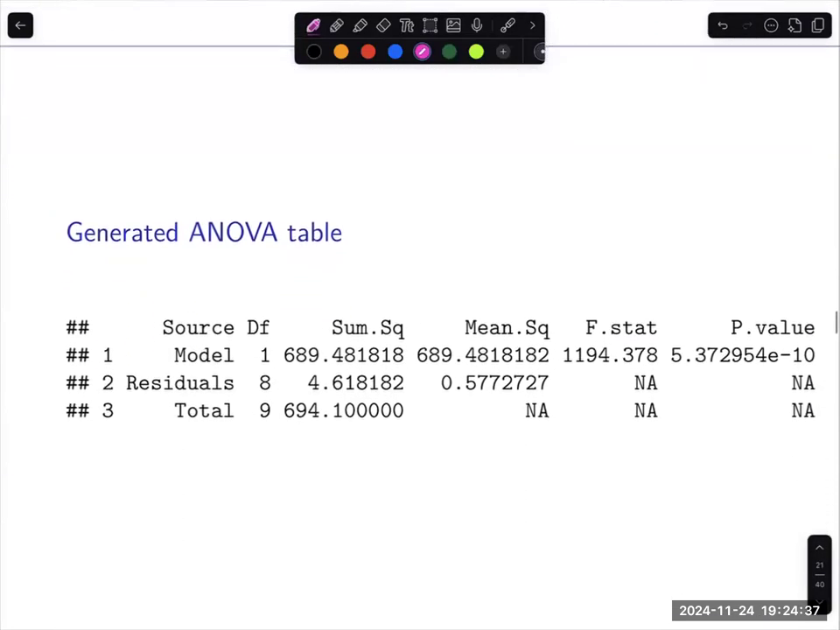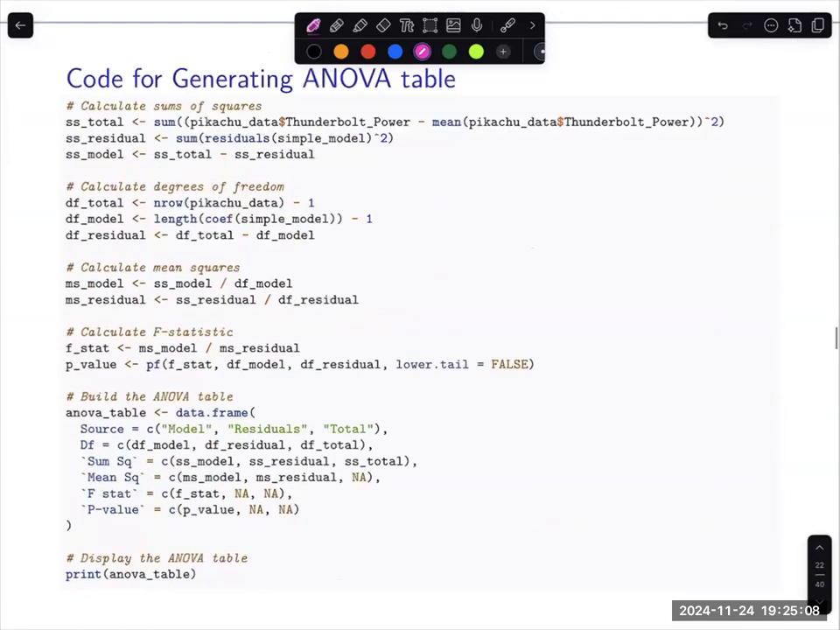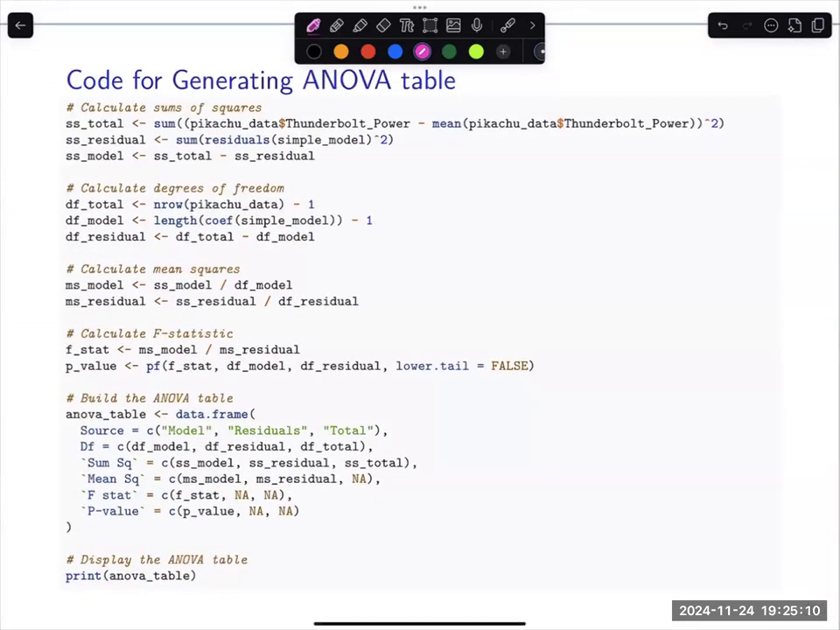Again, this is the general ANOVA table from the output we have previously observed. As you can see here, the sum of squares that can be explained by the model is 689, and the unexplained variation is 4.6, with the mean square of 689 again, and the mean square error at 0.57, with corresponding F statistic equal to 1194 and p-value equal to 5.37 times 10 to the power of minus 10. And the code for generating the ANOVA table has been attached here.